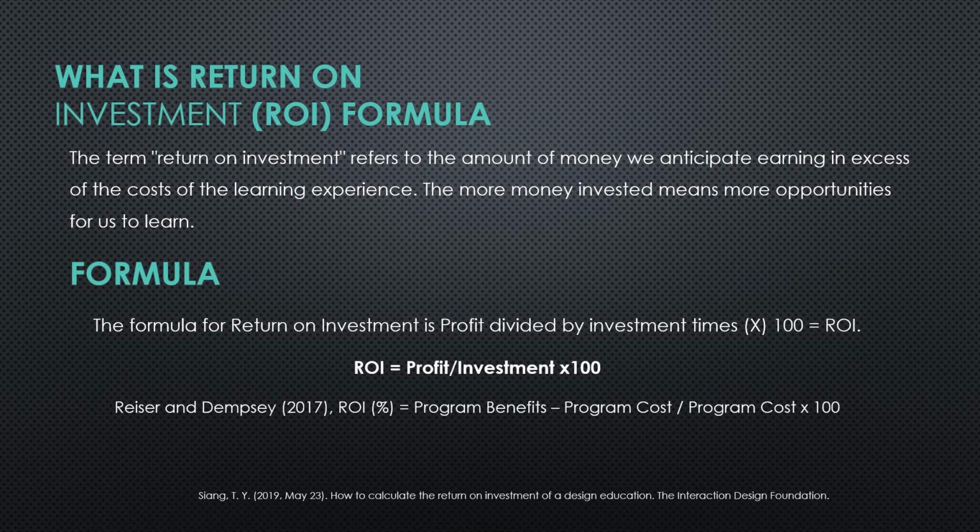Erasmus and Dempsey in 2017 again said the ROI percentage is the result of program benefits minus program costs, divided by program costs, times 100. And in so doing, they're able to come up with a number or a figure at the end to show how the program has been beneficial, or whether or not the program was beneficial.